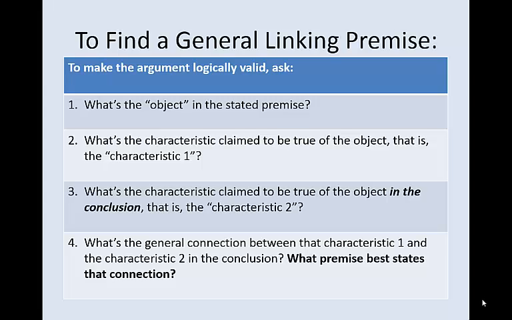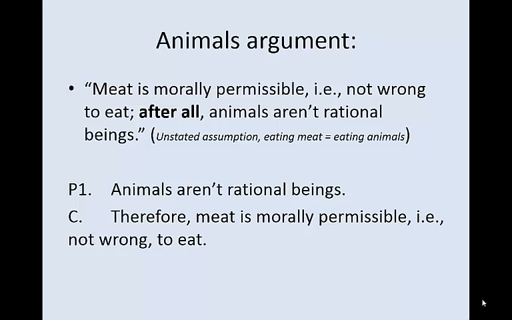First, what's the object in the stated premise? And again, you can use different words for this. Second, what's the characteristic claimed to be true of the object? That is the first characteristic, or characteristic 1. Third, what's the characteristic that's claimed to be true of the object in the conclusion? That is characteristic 2. And finally, what's the general connection between characteristic 1 and characteristic 2? So what premise best states that connection?